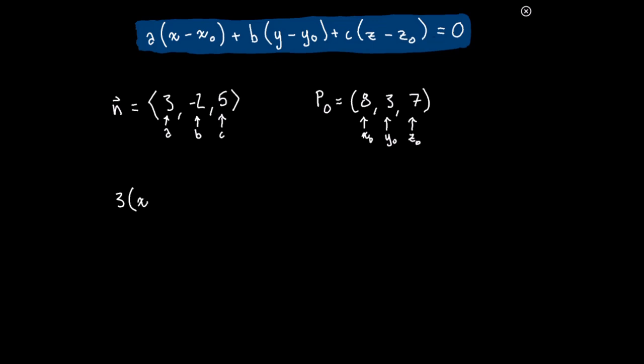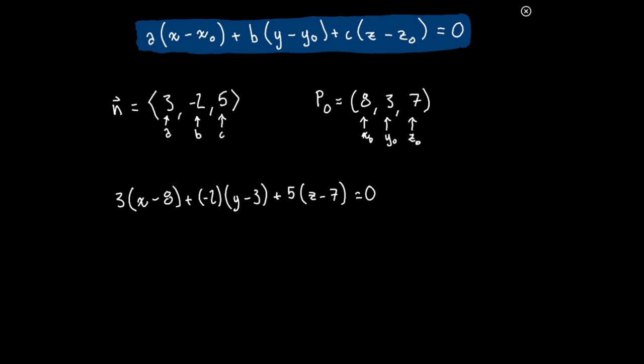3 times x minus 8, plus -2 times y minus 3, plus 5 times z minus 7 equals 0.